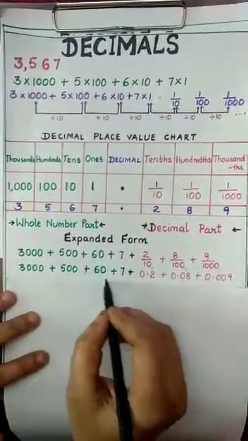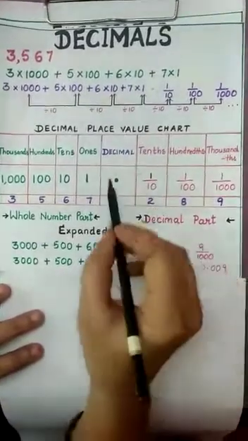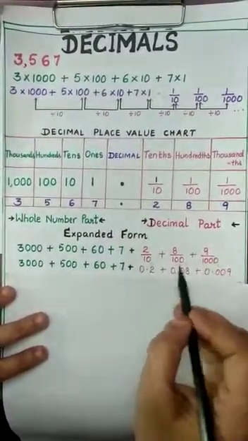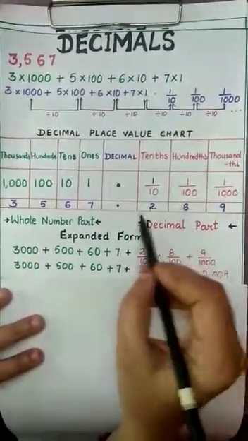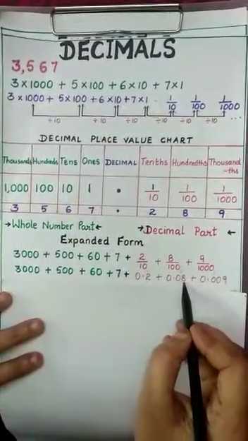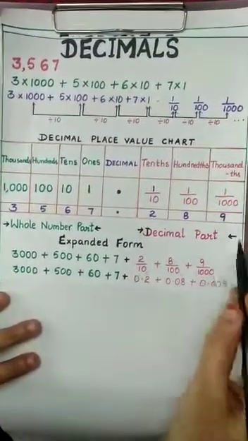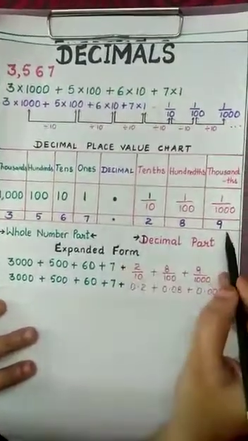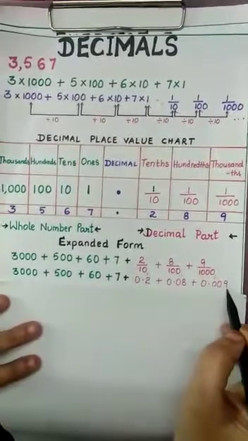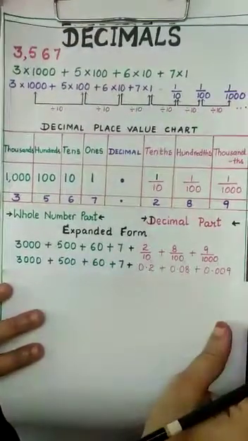3000 plus 500 plus 60 plus 7, 2 tenths means after the decimal, immediately the first place. So write 0.2. 8 hundredths. So here after the decimal it is in the second place. So write 8 in the second place. Insert 0 in the tenths place. Now 9 thousandths. So here after the decimal it is in the third place. So write 9 in the third place right after the decimal. In the tenths and hundredths places you have to insert zeros.